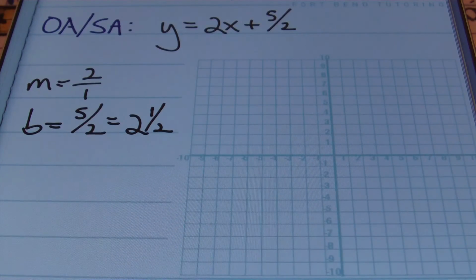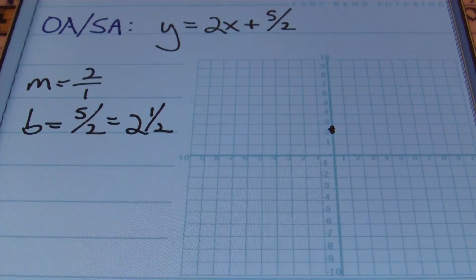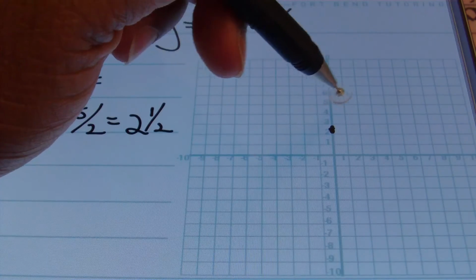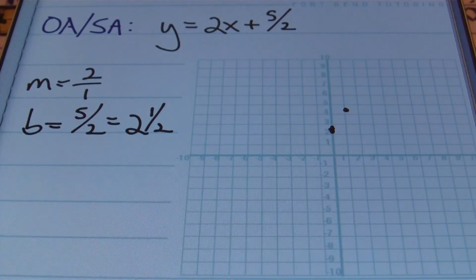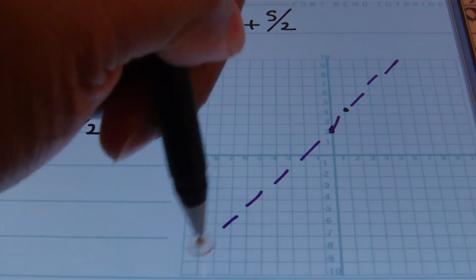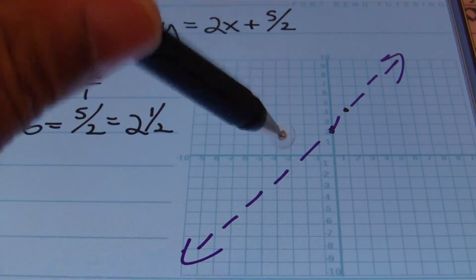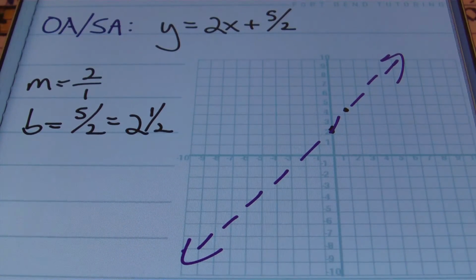So knowing that I'm going to start at 2.5 on the y-axis, I'm going to put a point right here at 2.5, and then using my slope, I'm going to go up 2 and then over 1, and I have a point right there. Using a dashed line to graph my asymptote, I have a dashed line going right down that line, arrows on both ends, and this is the graph of my asymptote. Done and done. That's the graph of problem number 6. On to our next problem.